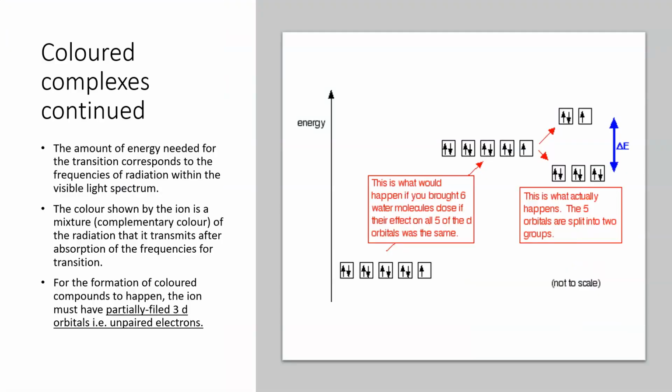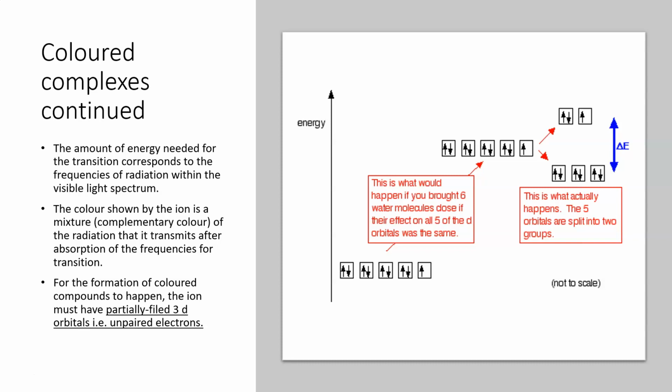So the amount of energy needed for the transition corresponds to the frequency of radiation within the visible light spectrum, the same as what we saw when we were talking about electron transitions within an atom. The colour shown by the ion is a mixture of the complementary colour of the radiation that is transmitted for that transition.